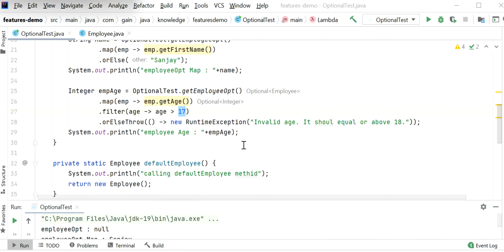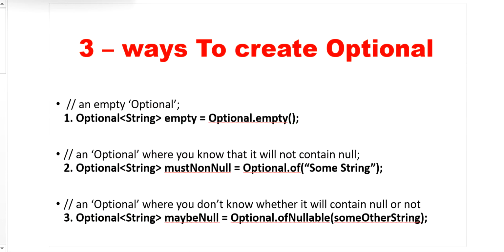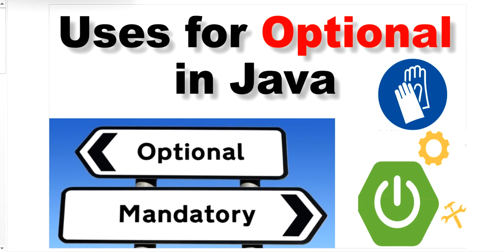So like this we can use all the methods of the Optional class, and it is also used to reduce the lines of code. So we should always go with the Optional class of Java 8.